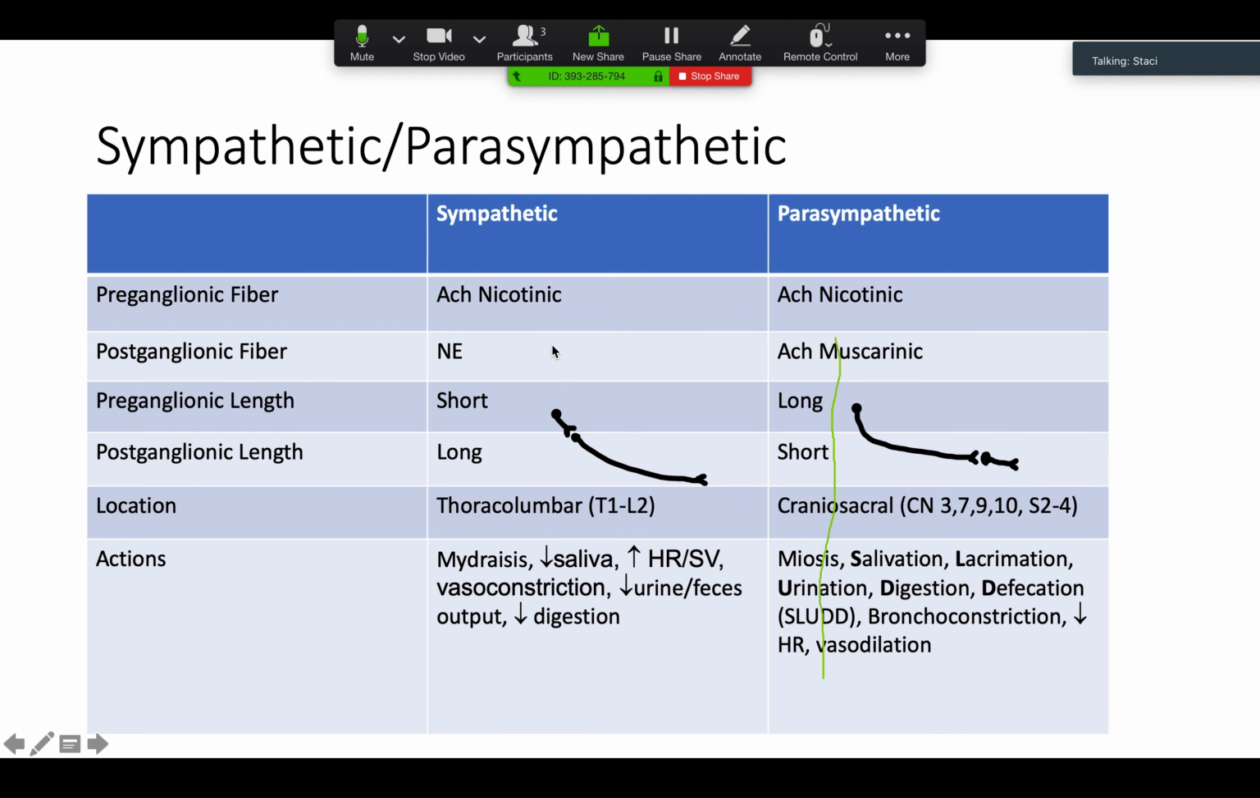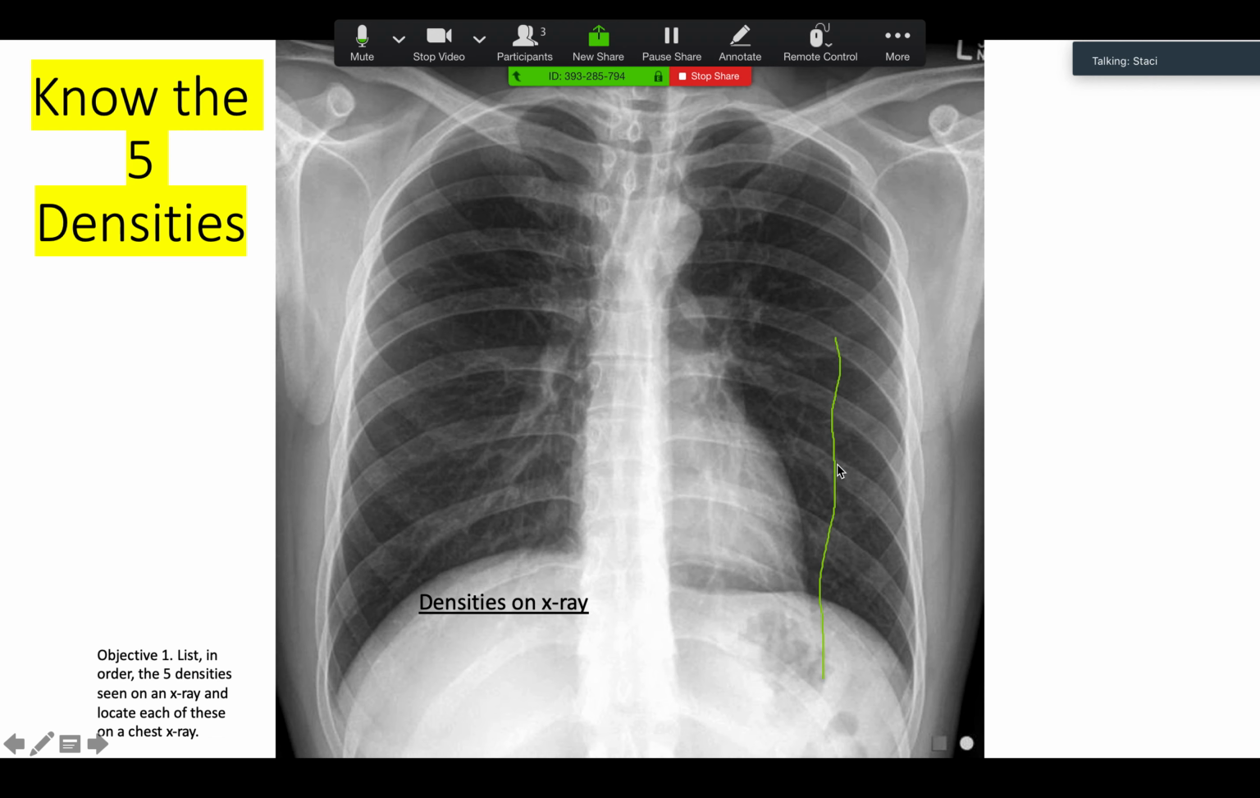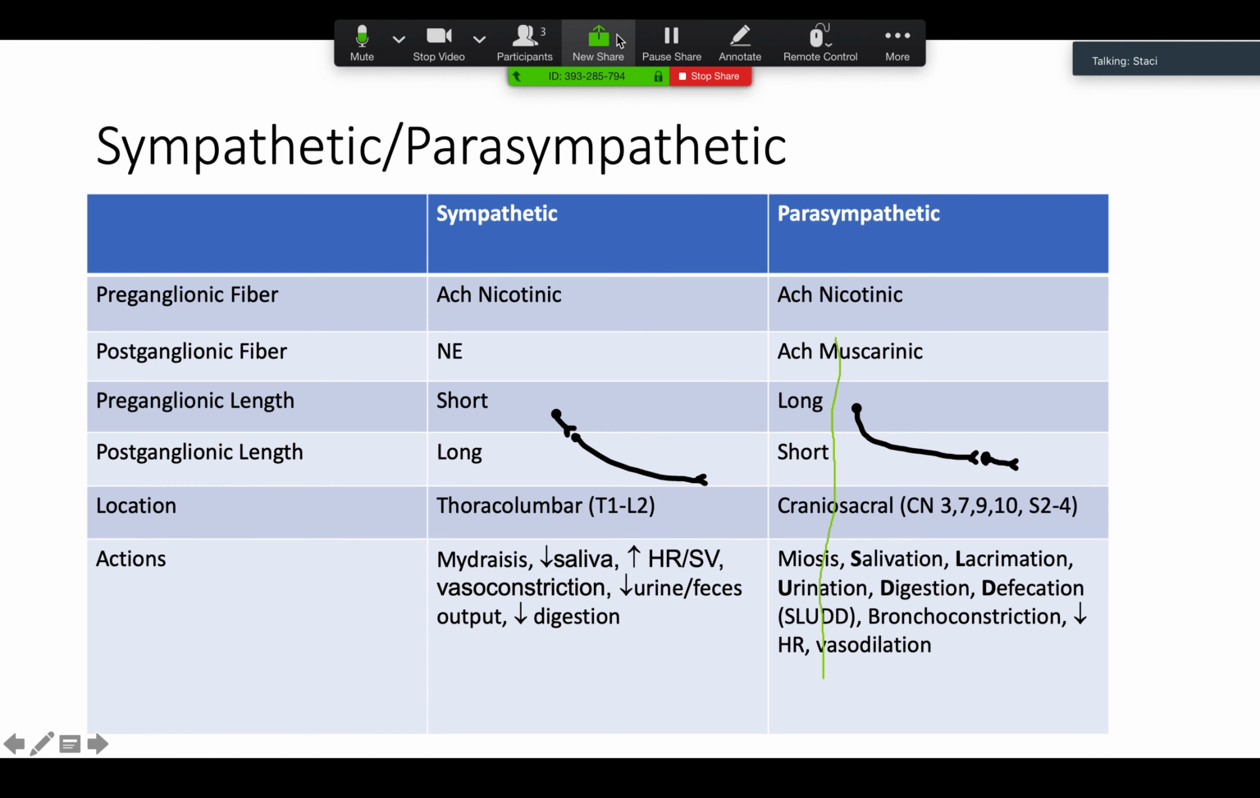Okay, here is, oops, let's try to get rid of this annotation.